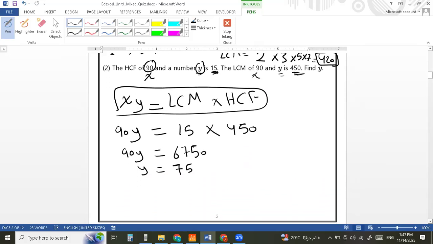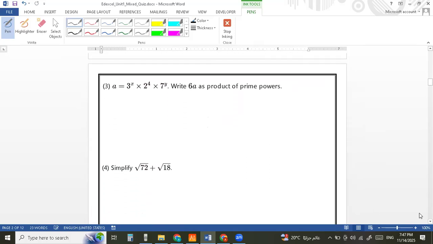Next question. They're telling you that a equals 3 to the power of x times 2 to the power of y times 7 to the power of y. Write 6a as a product of prime powers. They want 6a. A is all of this. 6a means 6 times a. It means all of this times 6. So it is 3 to the power of x times 2 to the power of 4 times 7 to the power of y. This is a, right? Yes. Times 6. But you need to prime factorize the 6.